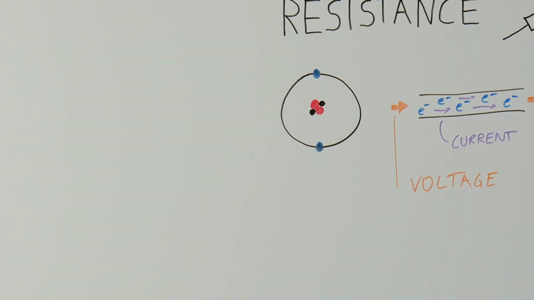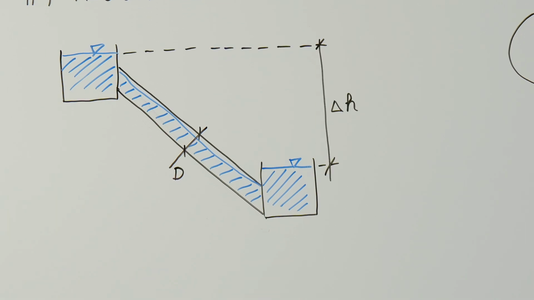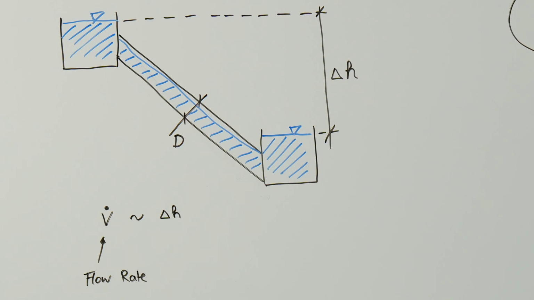We can think of the resistance as the diameter of the water pipe. As we established previously, the flow rate will be higher the higher the water level difference is. However, there is a second constraint, which is the diameter of the pipe. The smaller the diameter, the less water will flow. In electricity, the water pipe diameter analog would be the resistance of the conductor.